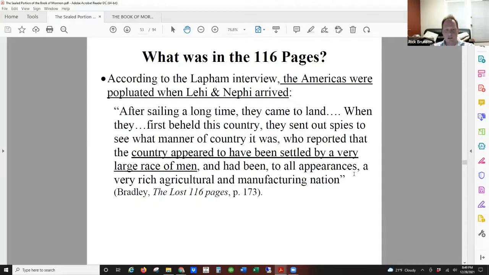What else was contained? Well, according to this Lapham interview, the Americas were populated when Lehi and Nephi arrived. It says, after sailing a long time, they came to a land. When they first beheld this country, they sent out spies to see what manner of country it was, who reported that the country appeared to have been settled by a very large race of men and had been, to all appearances, a very rich agricultural and manufacturing nation.